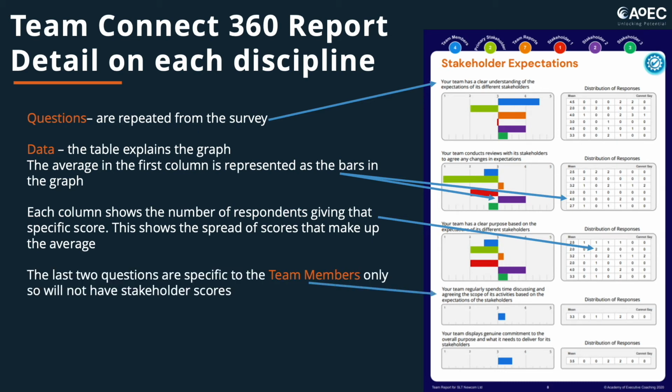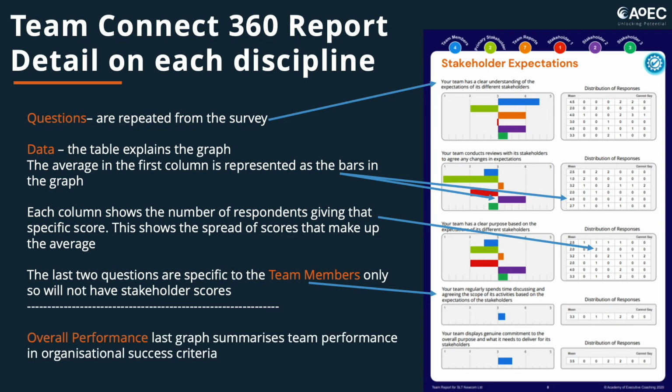The last 2 questions are specific to team members only, so there will be no stakeholder scores. And we have on the last graph a summary of the team performance in organizational success criteria. This is separate from the 5 disciplines model.